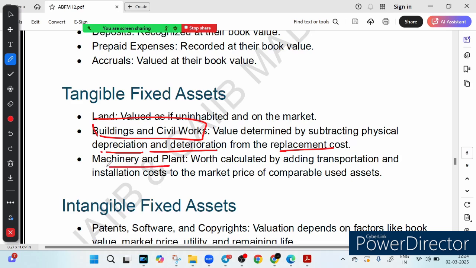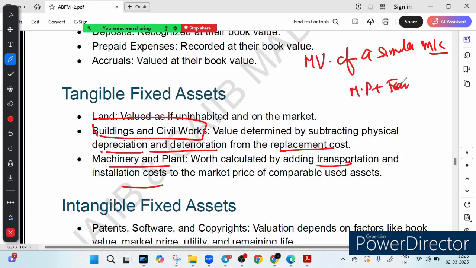Then we have machinery and plant. Again, machinery is not just about purchase price. It includes the market value of a similar machine, transportation cost, right, and installation cost. So the final value will be the sum of all these: market price plus transport plus installation. Because machinery can be expensive to move and set up, ignoring these costs can undervalue the asset.